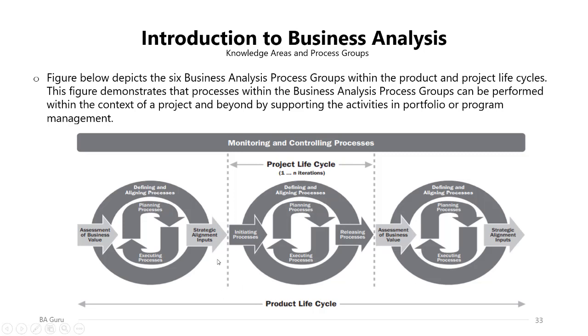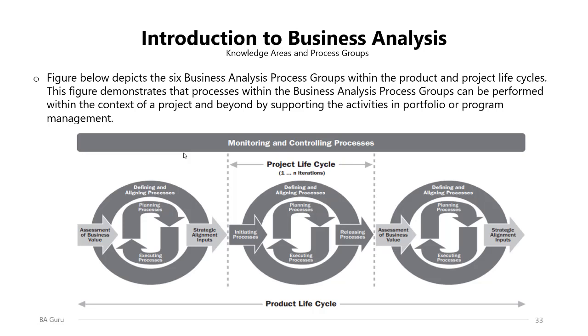We will have the defining and aligning processes. We will have the planning and the executing together, starting with the assessment of the business value and the strategic alignment inputs. Then we will have the project life cycle here, which will be part of the product life cycle. And across all these life cycles, we will have the monitoring and controlling processes.